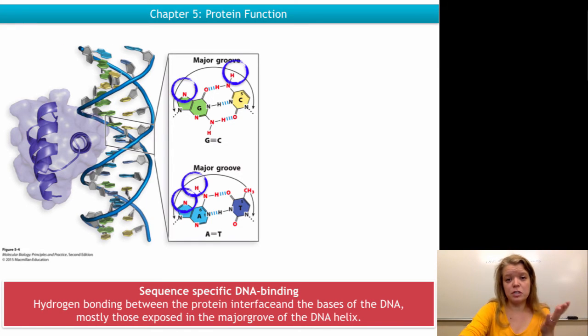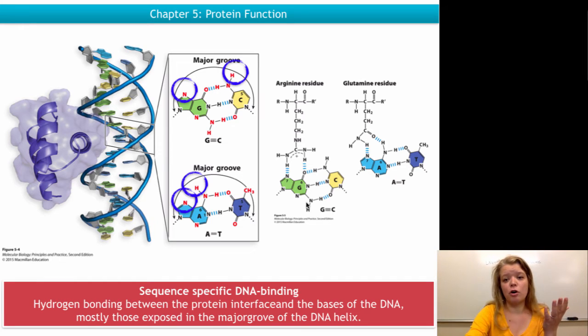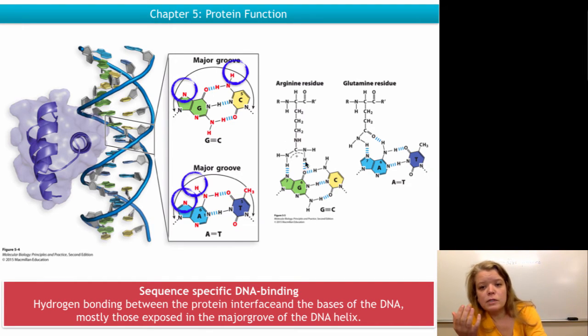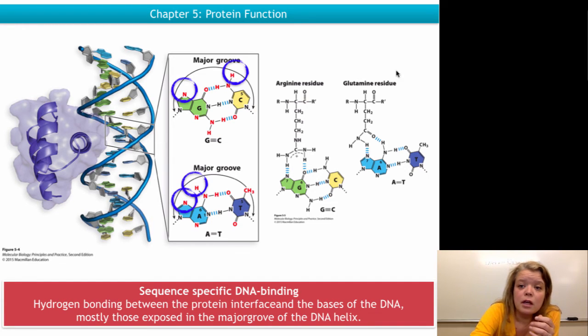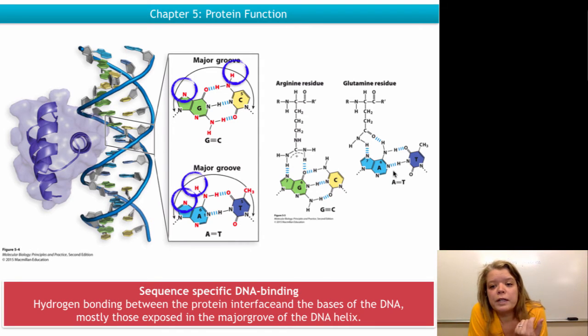So one example of such base pairing is the interaction of arginine, which is a positively charged amino acid, with the negatively charged nitrogen and hydrogens of the guanine and the cytosine, as well as the interaction of glutamine with the AT base pair here.